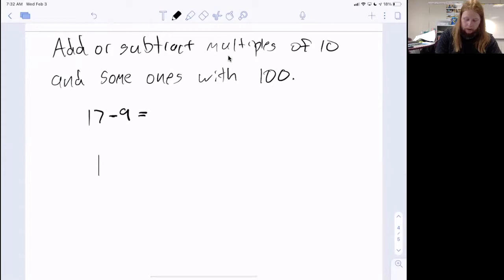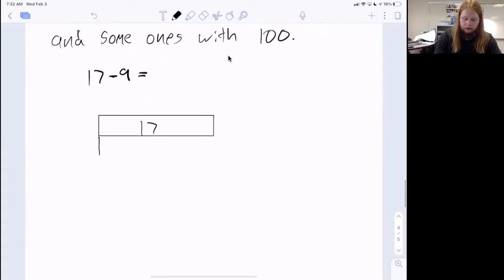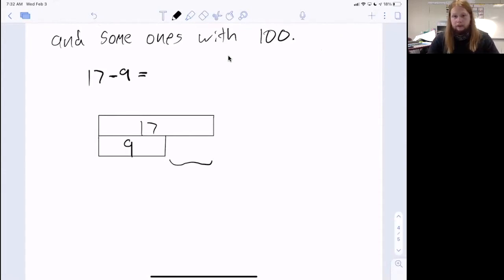So I'm going to draw our 17 right here, and it's going to be in a tape diagram. Remember, a tape diagram is where we have our number on a tape roll. And then what we're going to do is compare that with another number. So we're doing 17 minus 9. I'm trying to find this blank area to see what 17 minus 9 equals. Because if I have the whole, which is 17, and a part, which is 9, I need to find the other part as well.